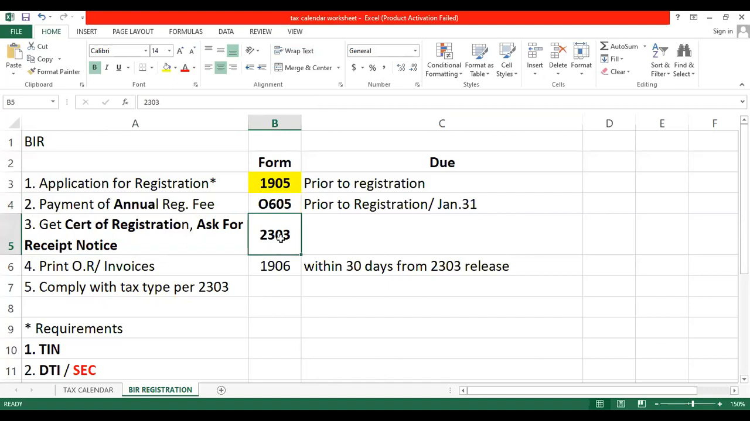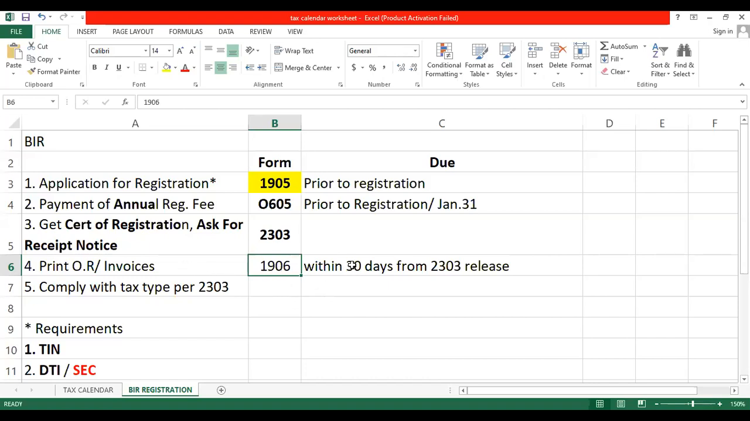Now, within 30 days after securing the certificate of registration, the taxpayer must have an official receipt or invoice. That's within 30 days, because it is a regulation that you cannot collect money without issuing official receipts. There are some exceptions. Before it used to be 20 pesos; below 20 pesos, you are allowed not to issue receipts. But now I think they increased it to 100 pesos.